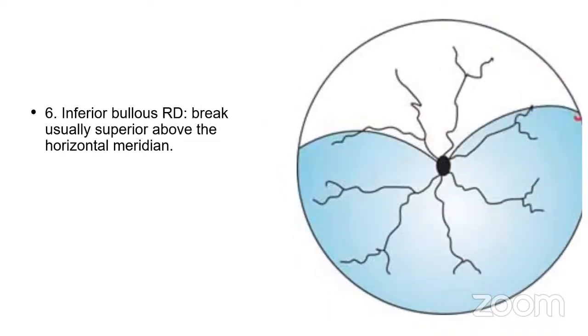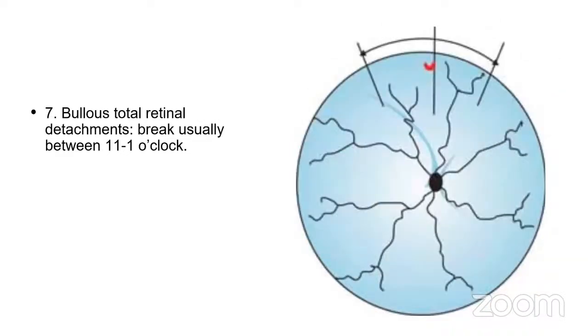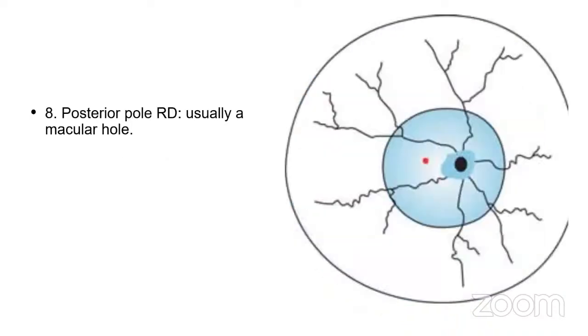So in inferior bullous RD, the break is usually superior, above the horizontal meridian. In case of bullous total retinal detachments, the break is usually between 11 o'clock to 1 o'clock hour. Then posterior pole RD is usually associated with the macular hole.